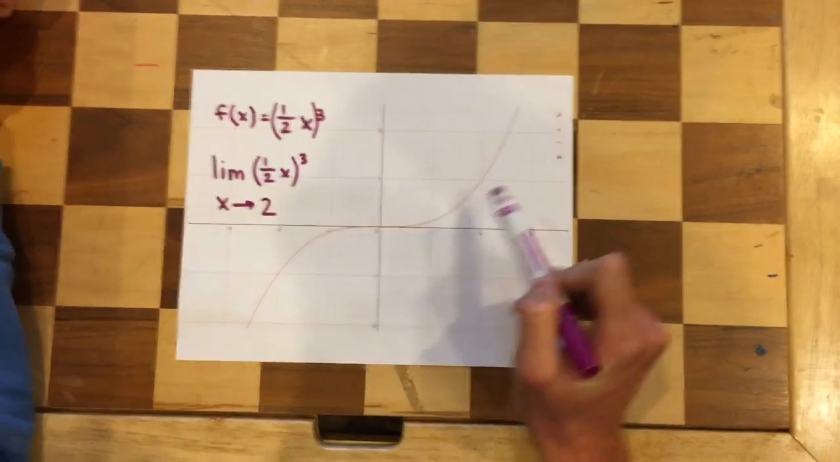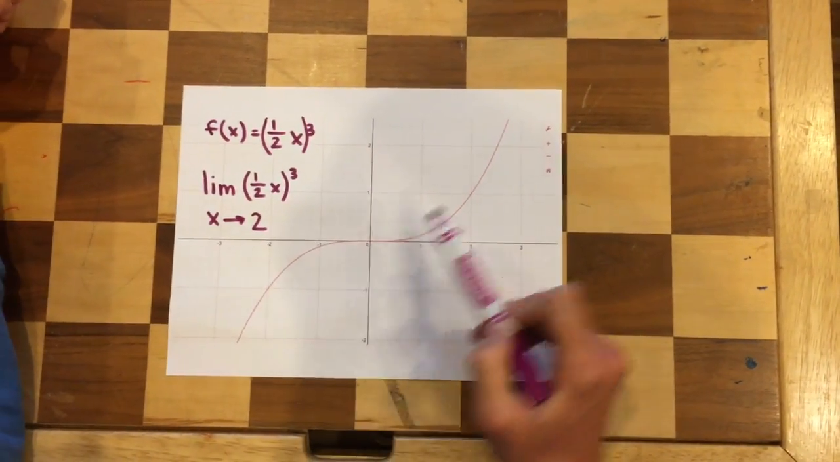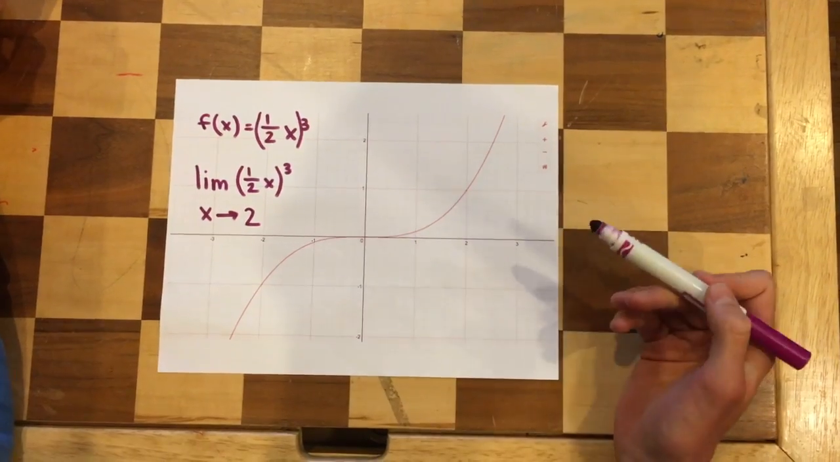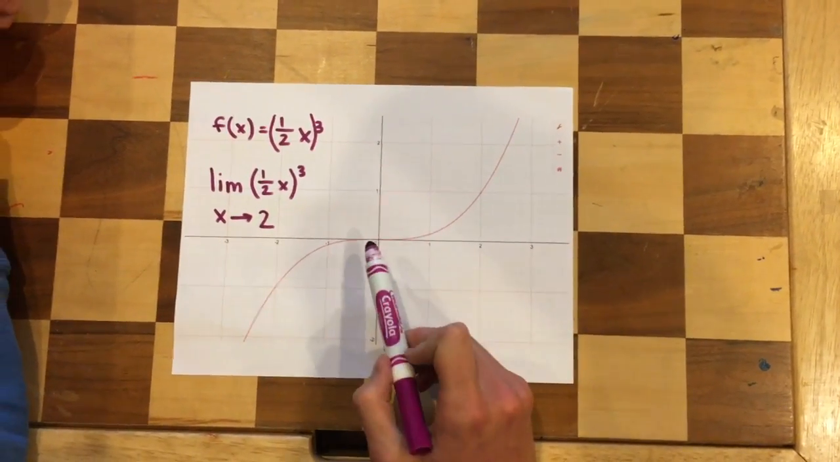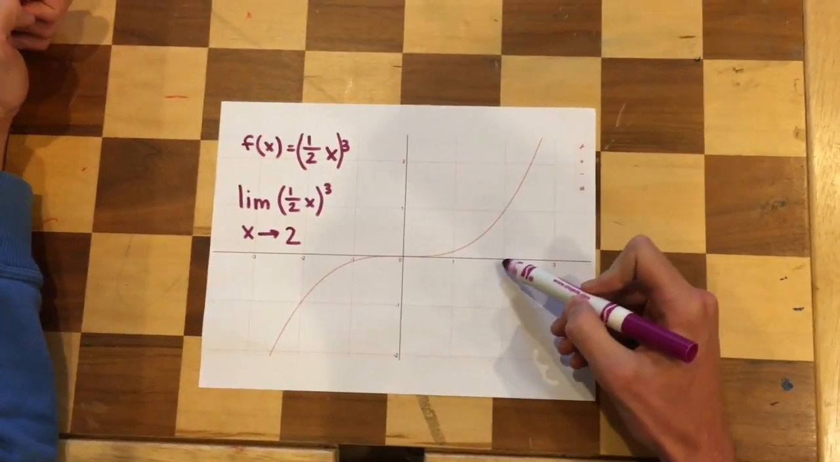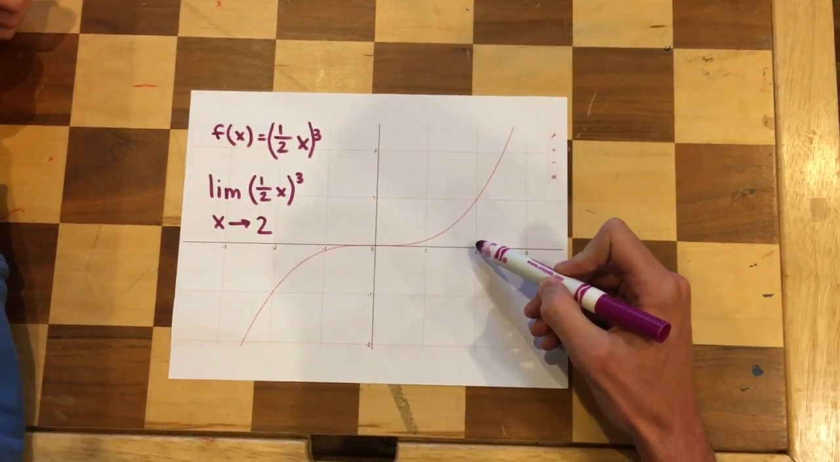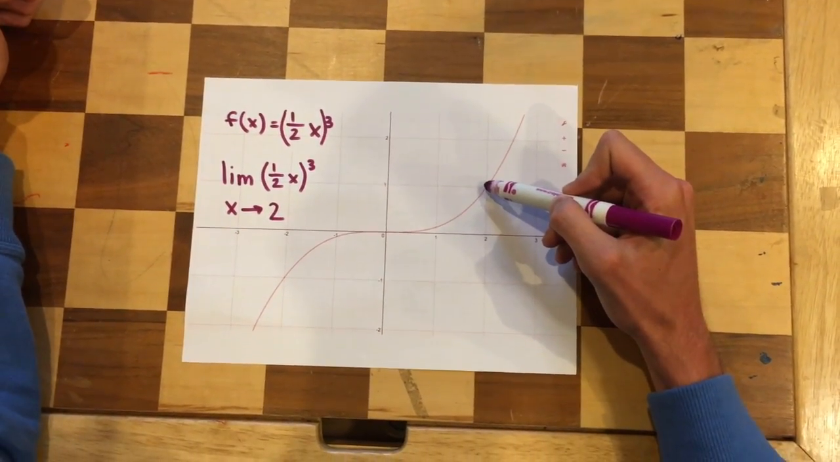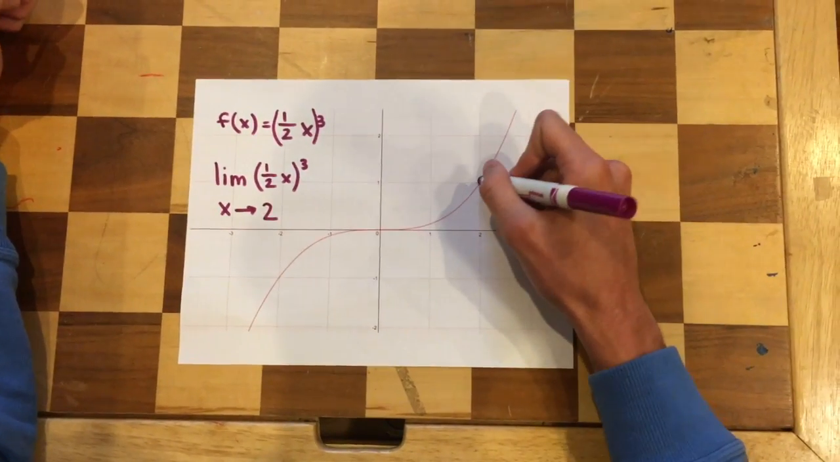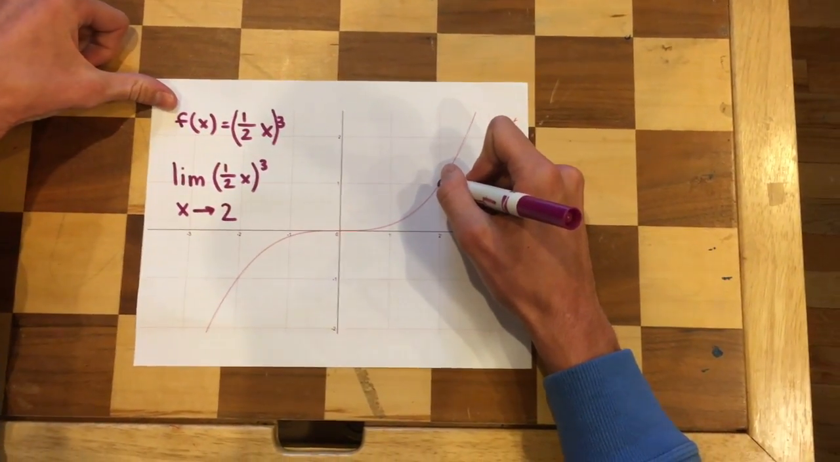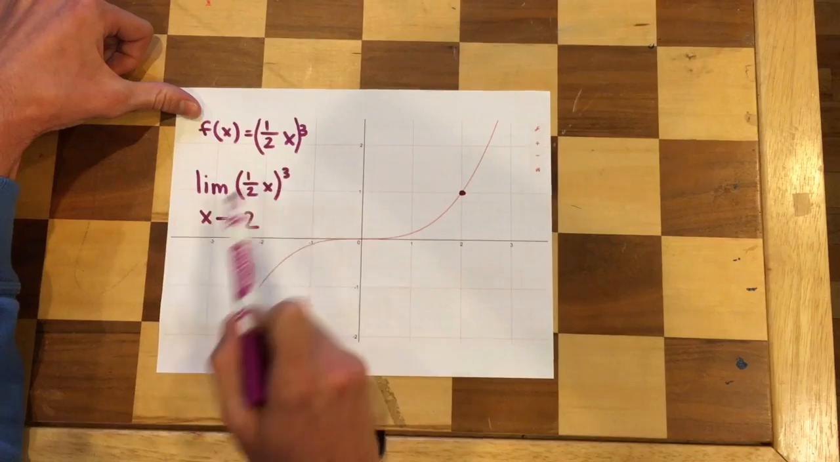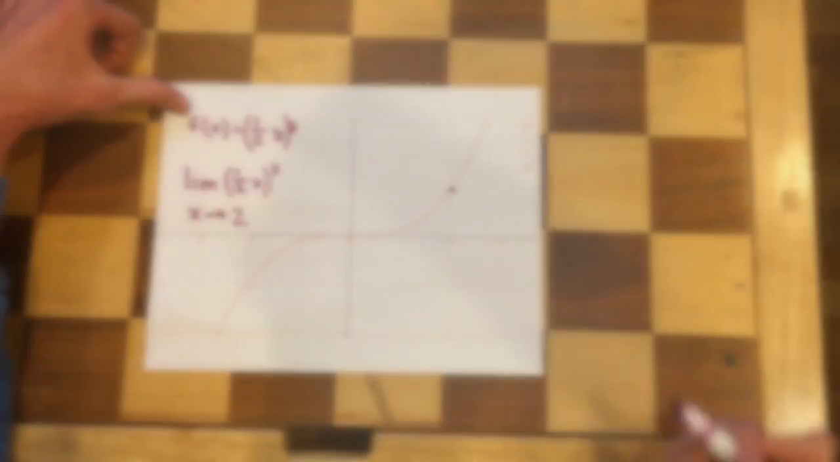So we're going to look at the function, and we need to make sure that the left side and the right side of the function are converging on the same value in order for there to be a limit. So we'll find the value of x equals 2, and then we will find the value that corresponds to that on the y-axis, which would be 1. So the limit of 1/2 x cubed as x approaches 2 is 1.